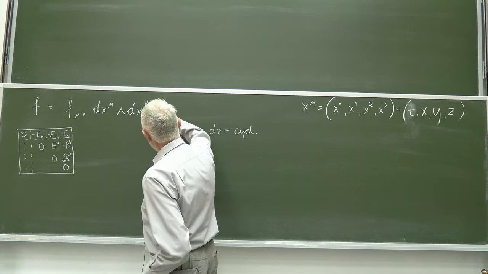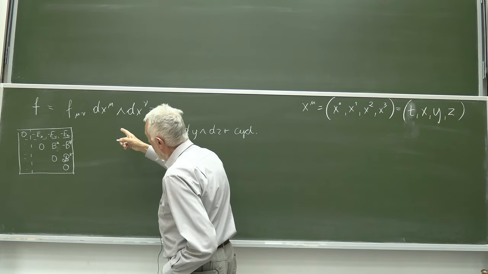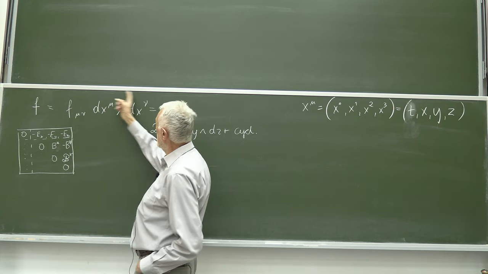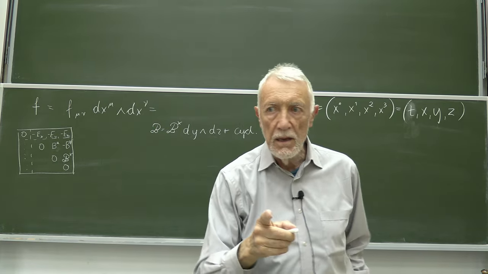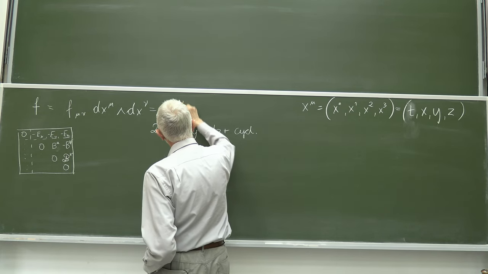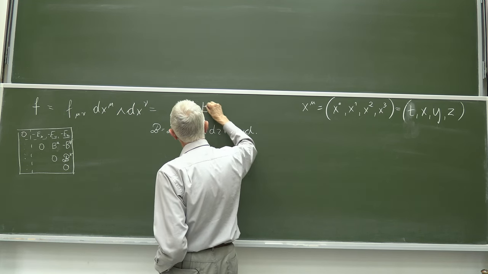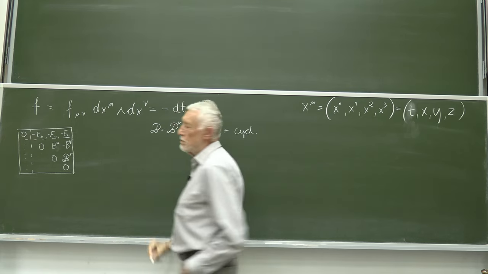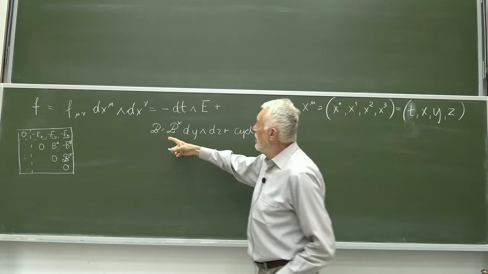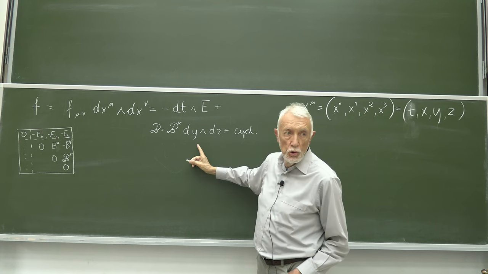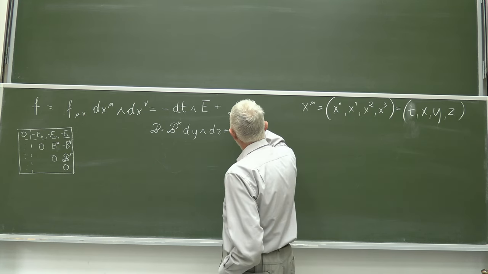And another way to encode it is to write it in the following way. First we select those terms which contain dx0, which means dt. So it is dt, and here there is another one-form, and we identify this one-form with the electric field with minus sign. Next we have those terms which do not contain time. There are three of them. And we identify this with B.